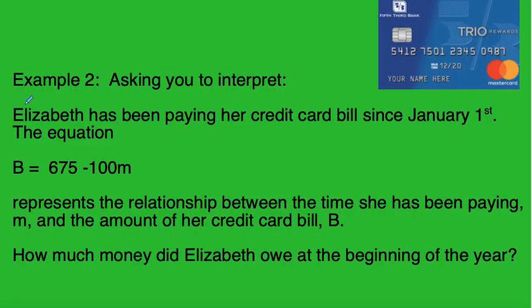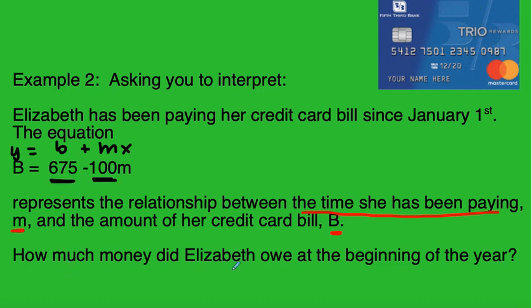Example, you're interpreting from an equation. Elizabeth's been paying her credit card bill since January 1st. So here's a MasterCard. The equation B equals 675 minus 100M represents the relationship between the time she's been paying the card, which is M. Time is really going to always be that variable. And the amount of her card B. Now this time I didn't use function notation. I just used different variables. Now you might notice this is in the form y equals b plus mx. So my slope is 100 and my b is 675.